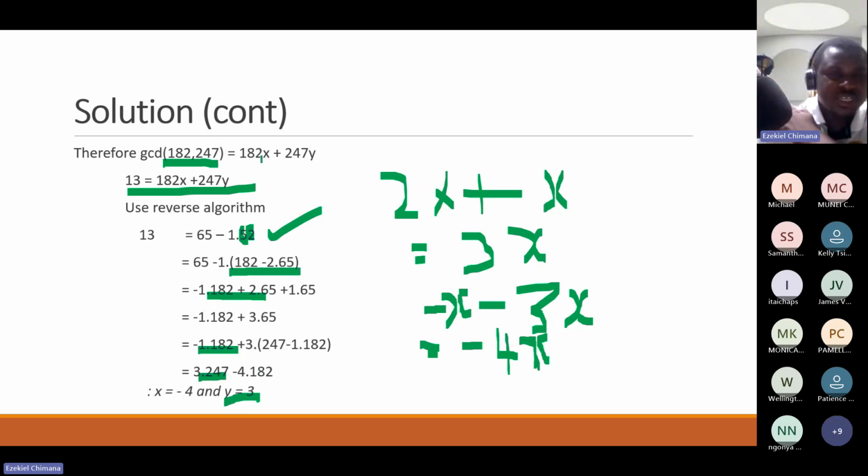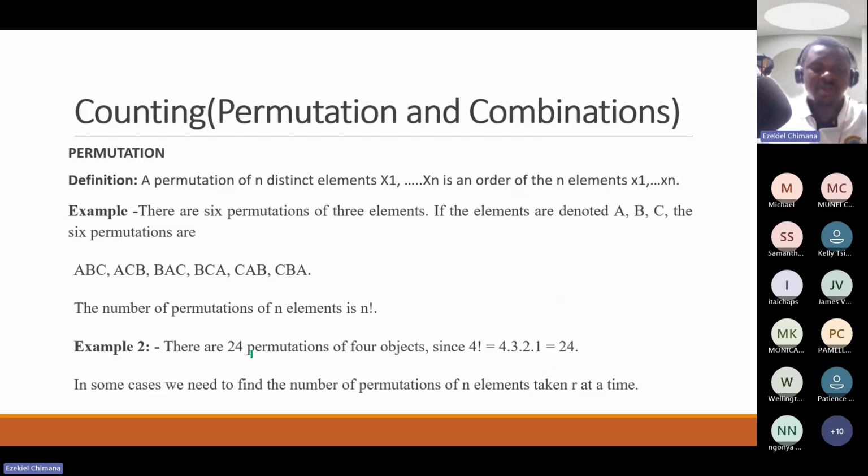And then you take the coefficient of 182, which is x here, 182x. So it also means that this one is the value of x. And because here we've got positive 182, it means that x is minus 4. So x will become minus 4. So that's how you use the Euclidean algorithm to solve such type of equation. If you see anything like this, it means that you first need to find the GCD. After that, you need to solve this using the reverse algorithm, just like that.